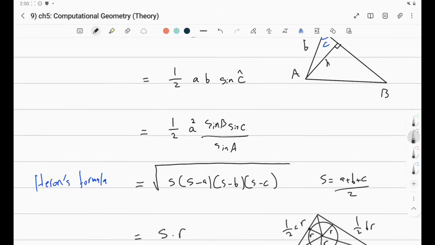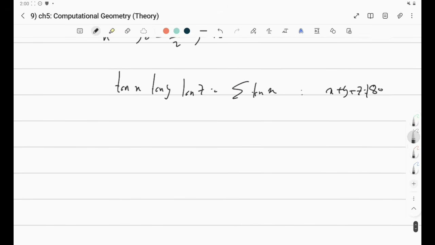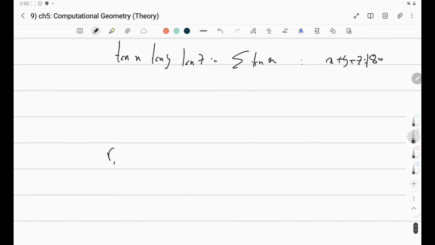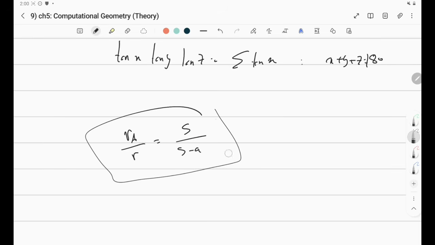And remember, you can also find the exradius, right? We have discussed this before, the exradius RA. If you remember, we said that RA over R is equal to S over S minus A. If you don't know, then also refer back to the lesson in which we discussed the excircle. I think it was lesson 1. Anyway, it's very easy. Just draw the excircle and the incircle and notice the similarity.